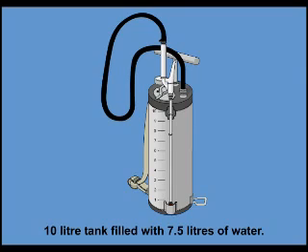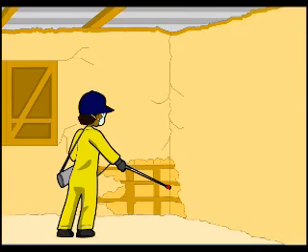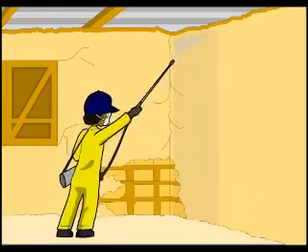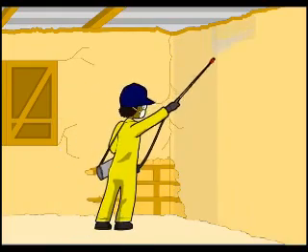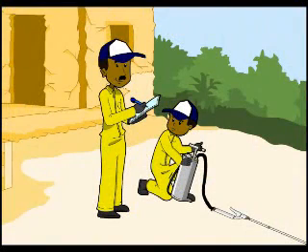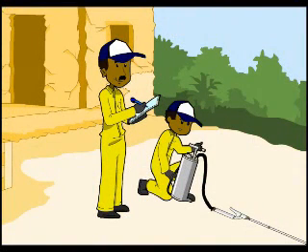A sprayer with a 10-liter tank size filled with 7.5 liters of water and fitted with a constant flow valve is recommended. Although larger tank sizes are available, they are heavier to carry. Before starting a spray operation, the equipment must be checked. Faulty sprayers may result in poor control or overtreatment.